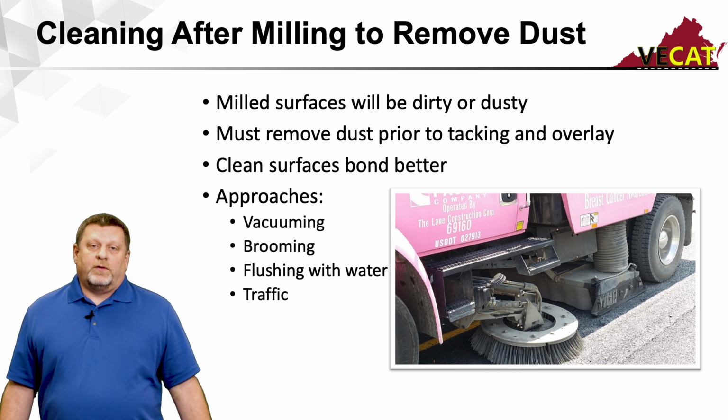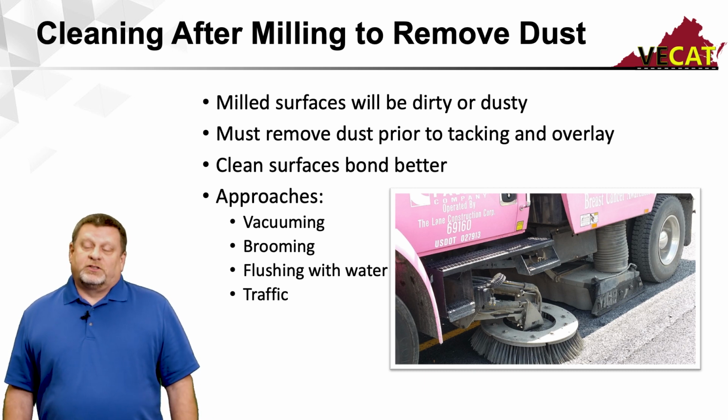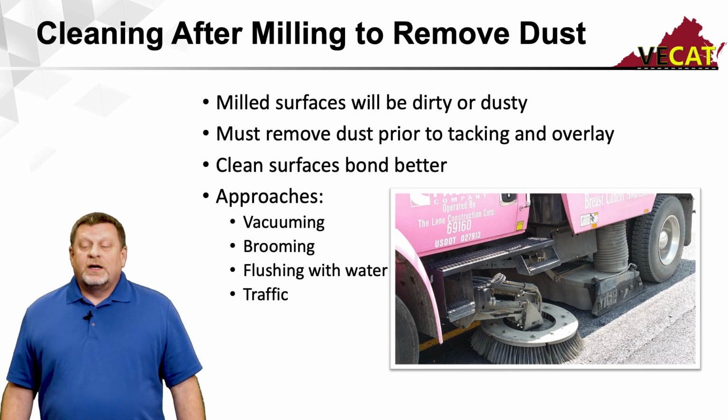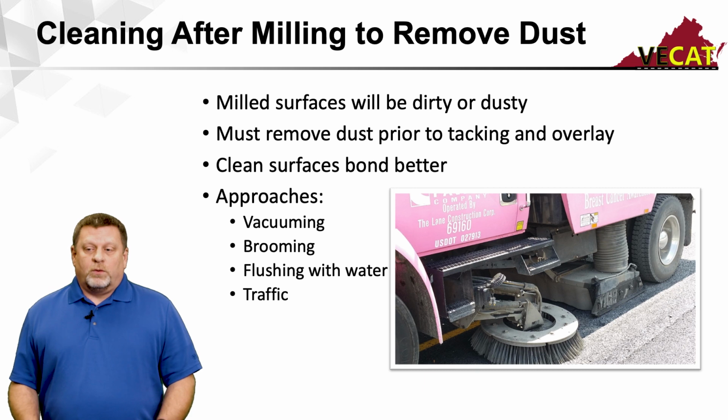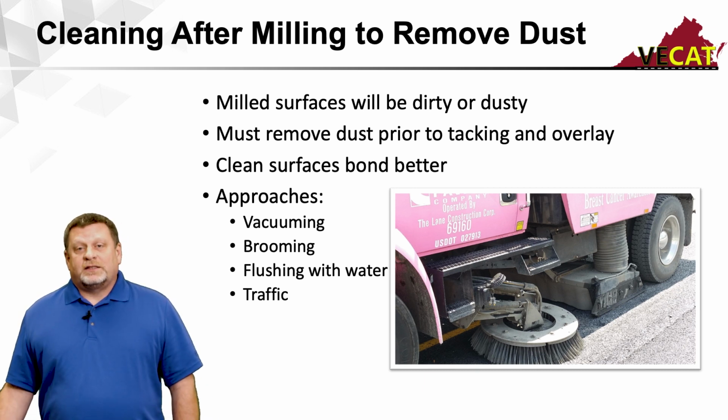This can be done through multiple ways. You see here in this picture, they've got a brooming operation going and a vacuum operation in the middle of it. So this is a combination of vacuuming and brooming. Other options could be to just flush the pavement with water. One I see done a lot more, and I think works really, really well, is to just open the pavement up to traffic and let the traffic clean your pavement for you. If your particular contract allows you a time between the milling and the paving operation, let the traffic do the work and save you the time and effort.